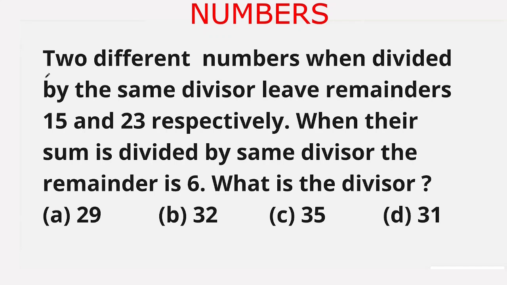We are solving question on numbers. Our question is two different numbers when divided by the same divisor leave remainders 15 and 23 respectively. When their sum is divided by the same divisor, the remainder is 6. What is the divisor? The given options are option A 29, option B 32, option C 35, option D 31.